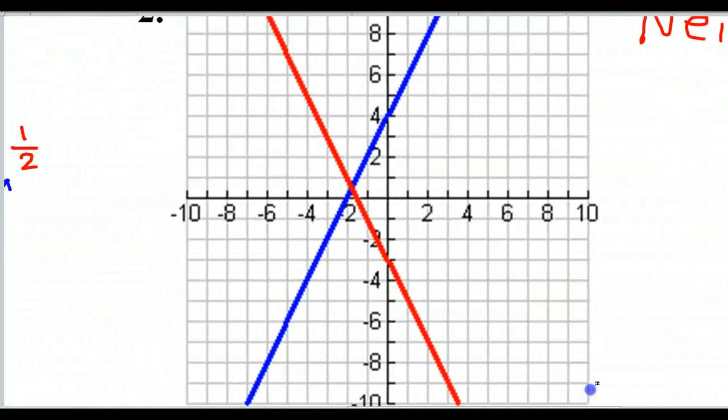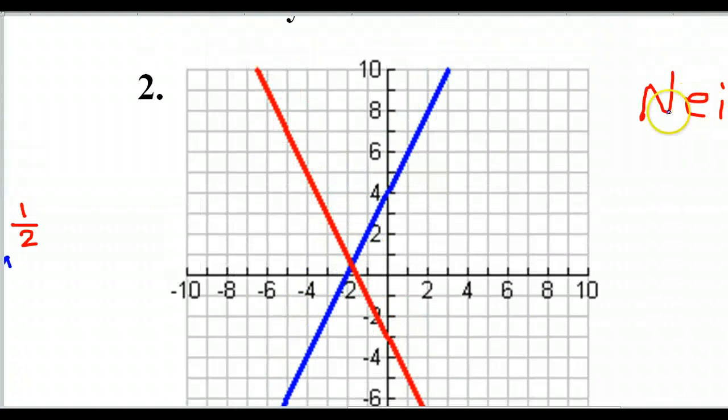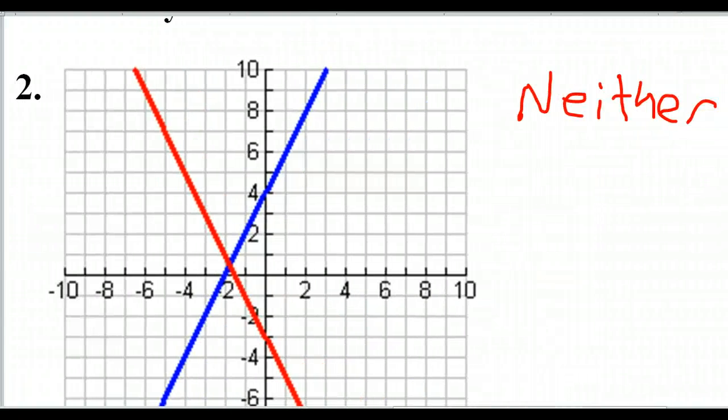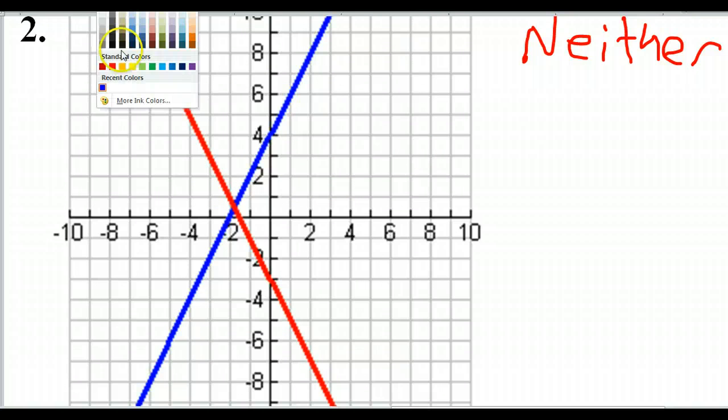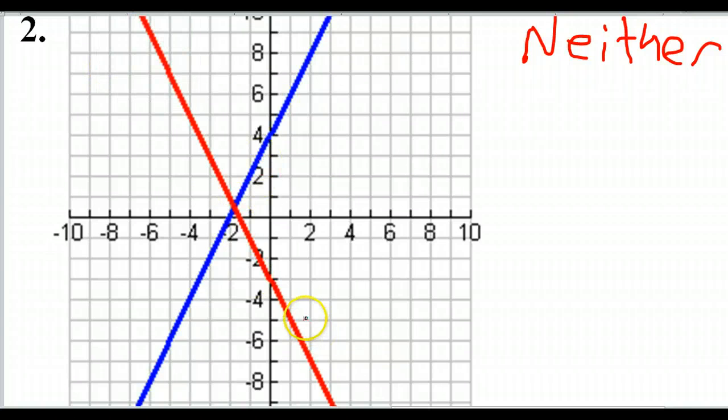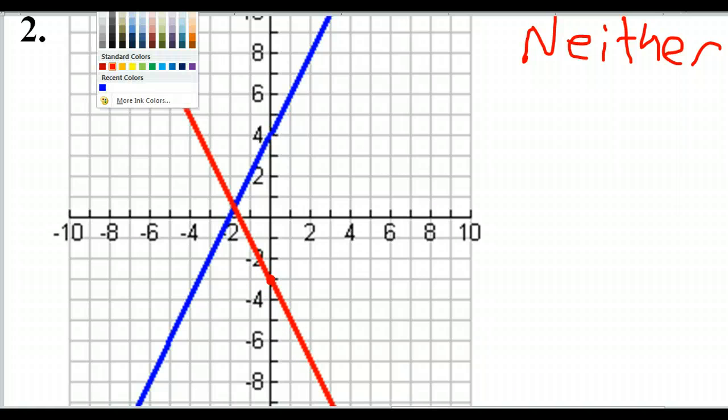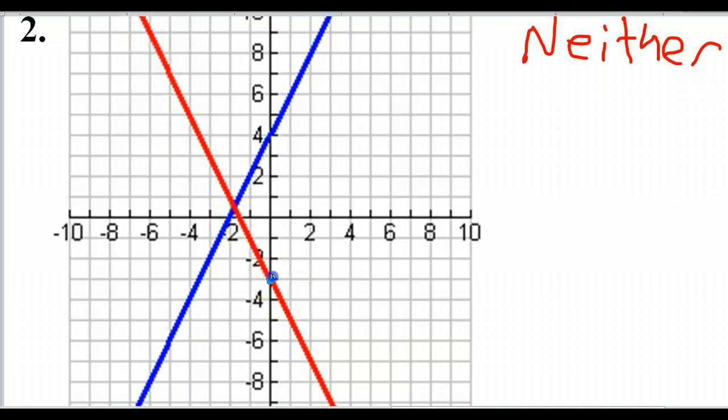Okay, let's look at problem number 2. Alright, this one was a neither parallel nor perpendicular. Let's see what happens. Let's do the red first. Just picking a couple points off here. Okay, let's see. Alright, so here's some points here, for example. While I'm at it, let me go ahead and mark some of these blue points too.